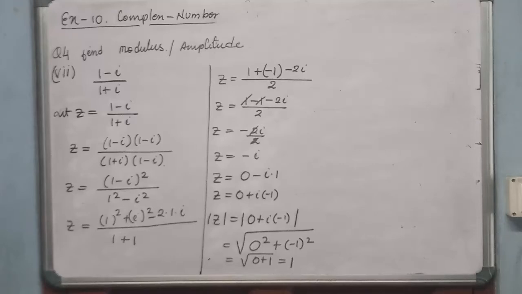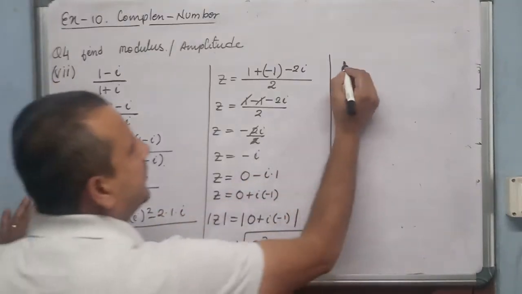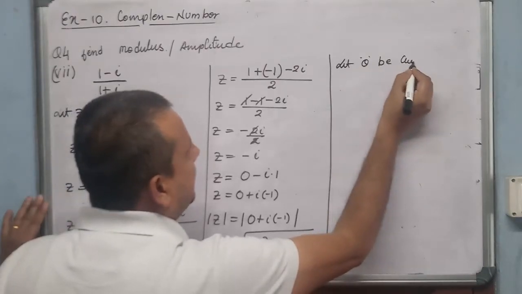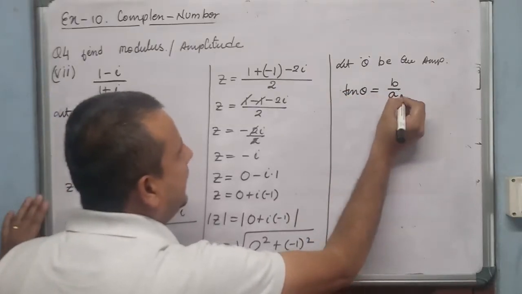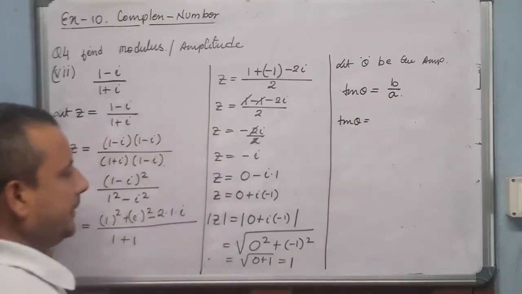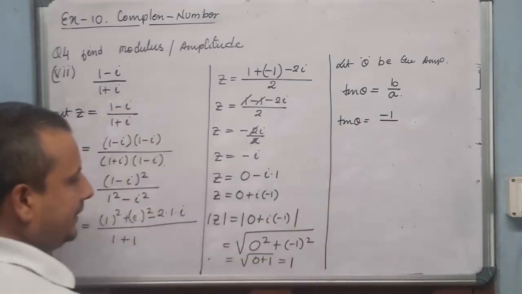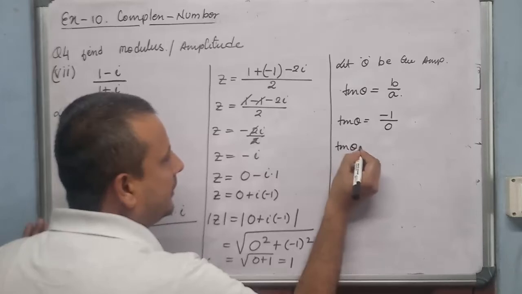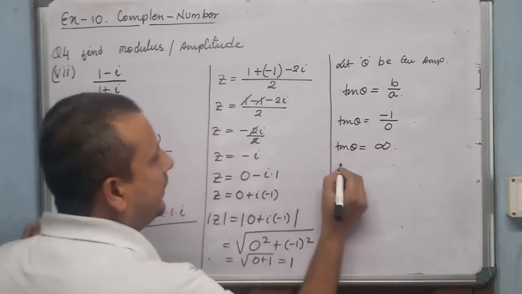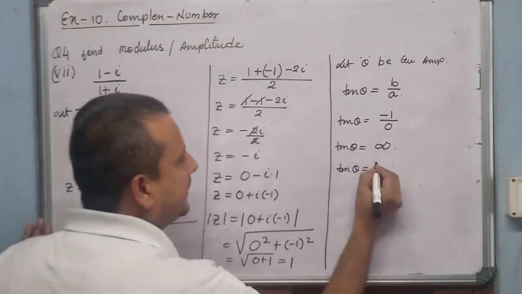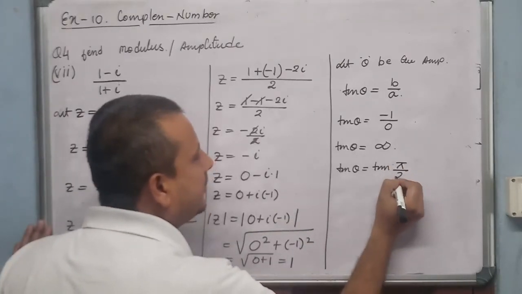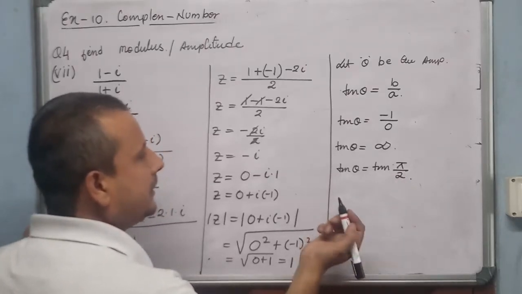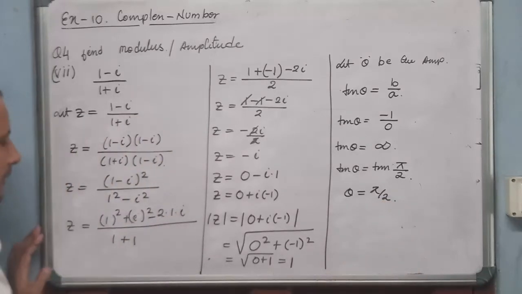Now next, the amplitude I will calculate. Let theta be the amplitude of the given complex number. Then tan theta is equal to b by a. Substitute the value of b: b is minus 1 divided by a is 0. Now any number divided by 0 is undefined. And you know about these things. The value of tan undefined is tan 90 degrees. 90 degrees we can write in this form as pi by 2, since 180 divided by 2 is 90. Then theta is equal to pi by 2. Modulus is 1 and amplitude is 90 degrees, that is pi by 2.